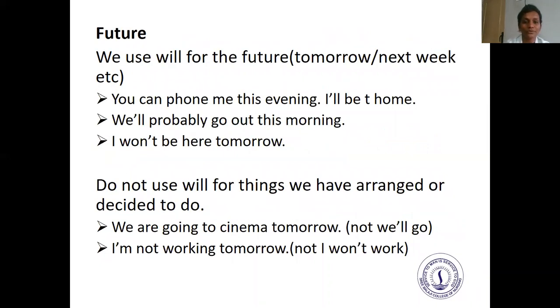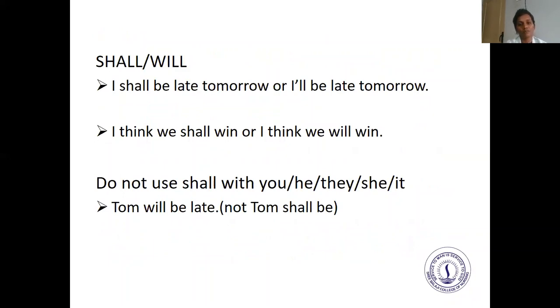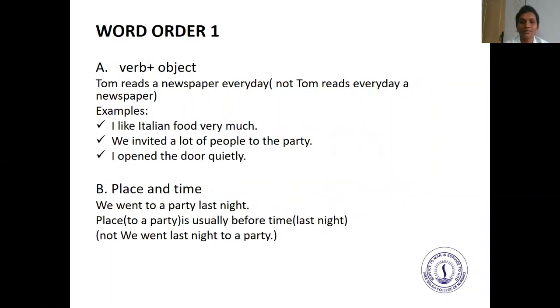And we saw future tense. We use will for the future. But do not use will for things we have arranged or decided to do. So please be careful in framing future tense. And shall or will, both can be used, but do not use shall with you, he, they, she, and it. Tom will be late, and it is not Tom shall be late.